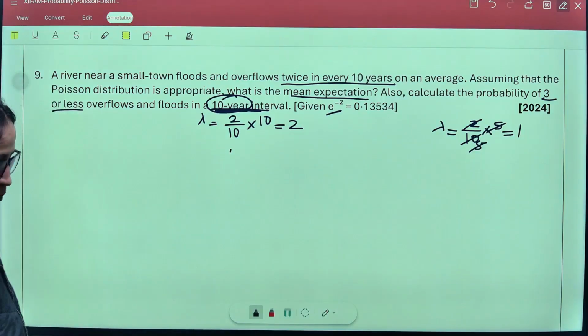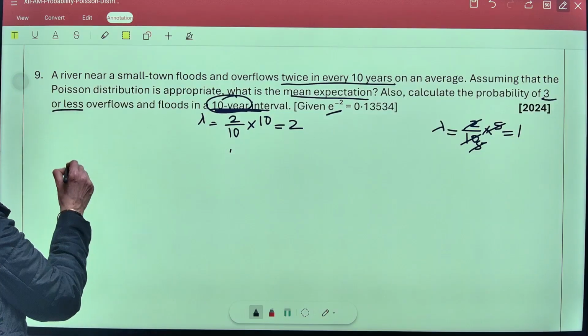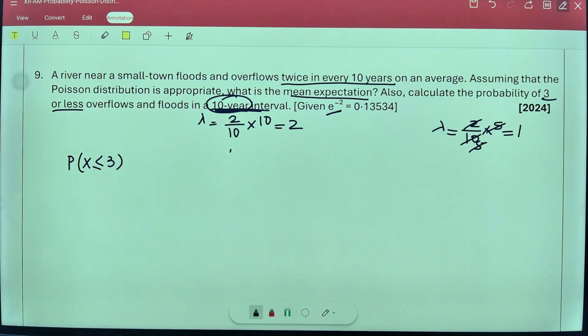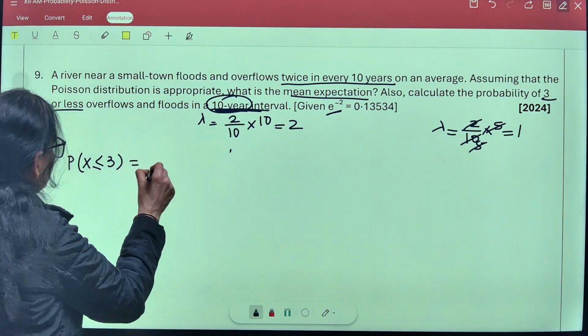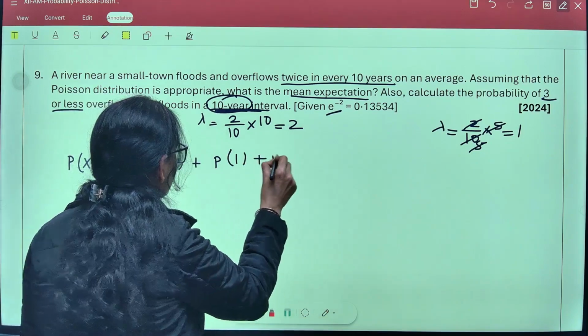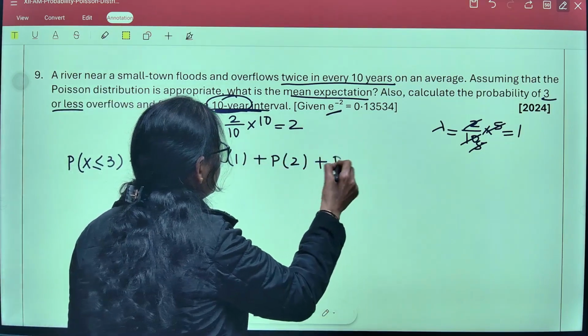Now let's find the probability for x being 3 or less. So we need 3 or less overflows. That means probability of x being less than or equal to 3. So that comes out to be probability of 0 plus probability of 1 plus probability of 2 plus probability of 3.